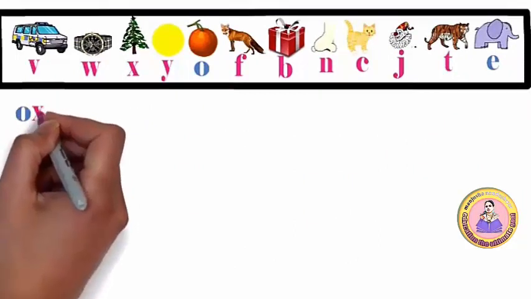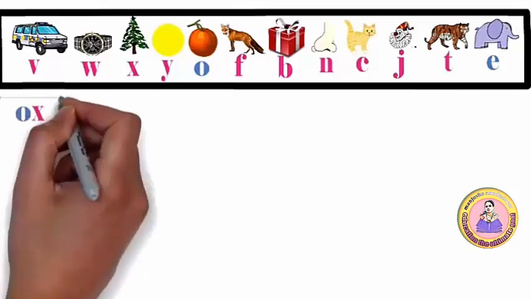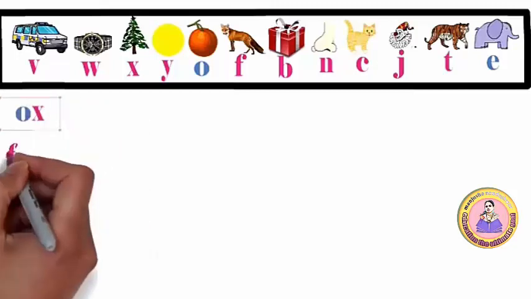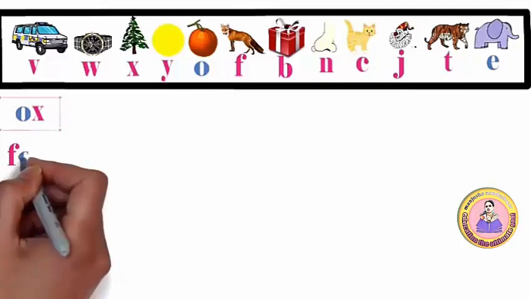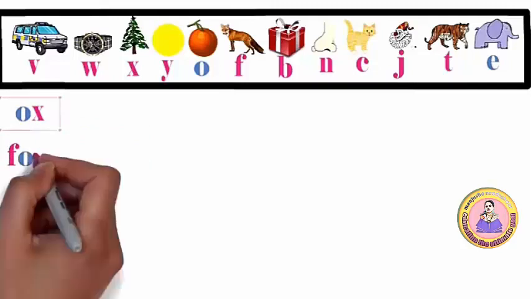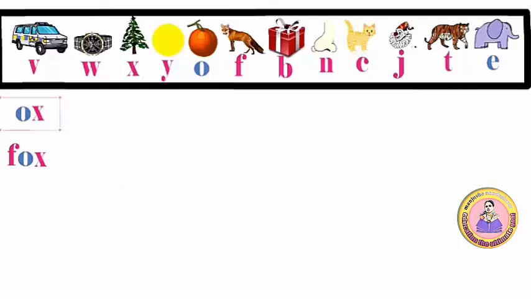O, X, Ox. F, O, X, Fox. B, O, X, Box. N, O, X, Knox.